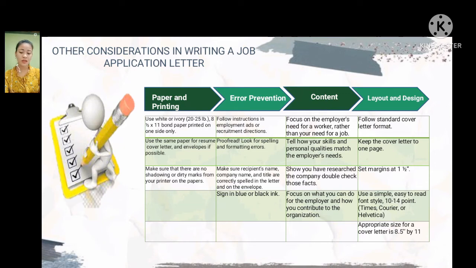Also, when you're going to sign your cover letter, use blue or black ink. And lastly, for the paper and printing, use white or ivory bond paper printed on one side only. And then use the same paper for your resume, cover letter, and envelopes if possible. Lastly, make sure that there are no shadow marks or dirty marks from your printer on your paper.